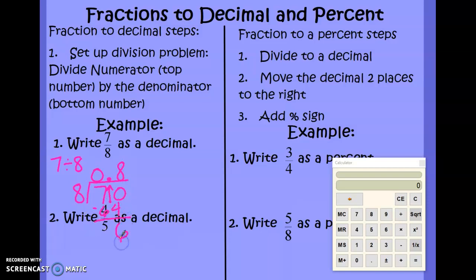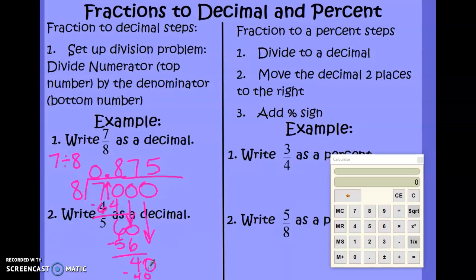Subtract, we get 6. Add another 0. I'm not done. We keep dividing until we're done. Okay, 8 goes into 67 times. Subtract 56. Have a 4. Still not finished. You've got to add another 0. Okay, 8 goes into 40 5 times.